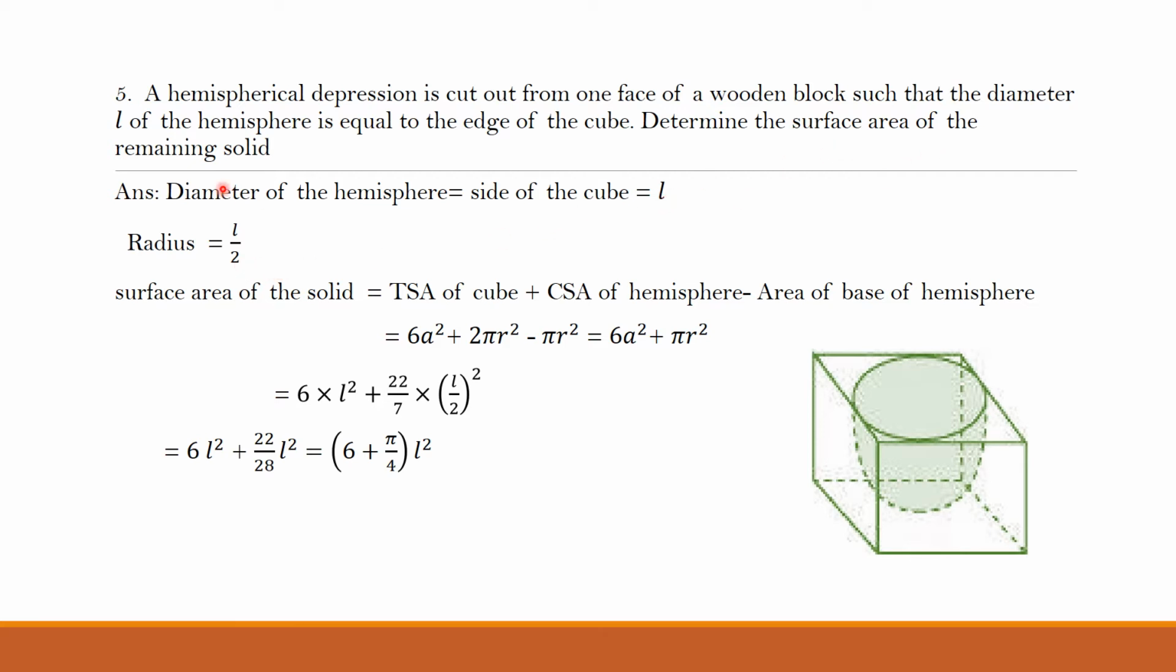To find the surface area of the remaining solid, it will be total surface area of the cube plus CSA of the hemisphere minus area of the base of hemisphere. Again it will be 6a square plus 2 pi r square minus pi r square, which is equal to 6a square plus pi r square. Substituting the value for side as L and radius as L by 2, we can see it will be 6L square plus 22 by 28 L square, and by taking common factor L square, it is 6 plus pi by 4 into L square.